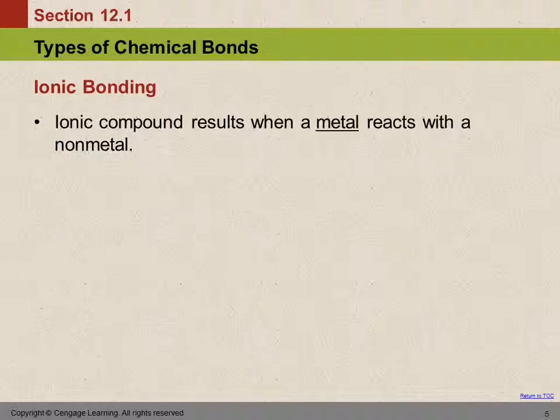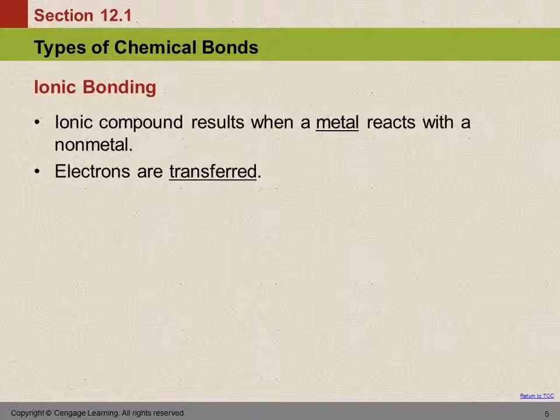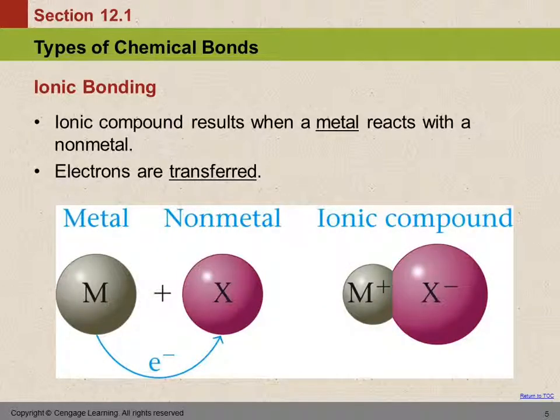There's different kinds of bonding. Ionic bonding is one kind, and we learned from our study of nomenclature that ionic bonds form between metals and nonmetals. So an ionic compound has a metal and a nonmetal. And in ionic bonding, electrons are transferred. They're transferred from the metal to the nonmetal. And so here we have an illustration. So here we have the metal, and the metal is going to give an electron to the nonmetal.